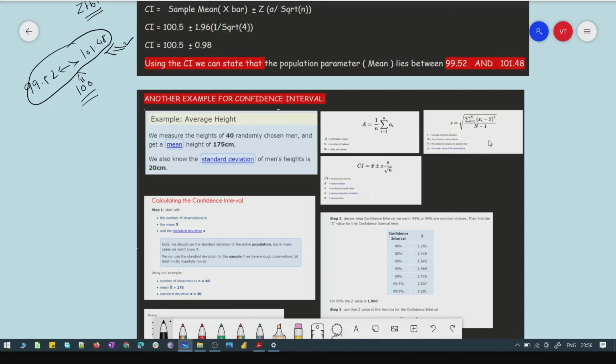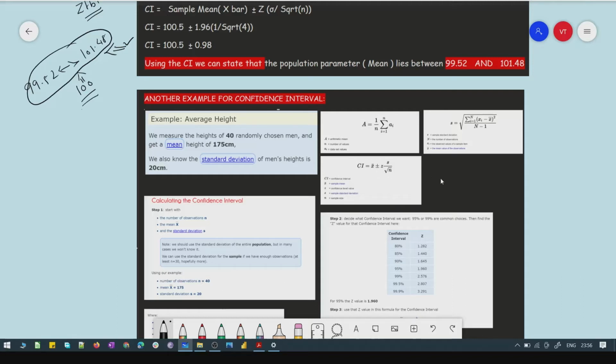So all you have to do is substitute all these values, and then you will be able to get the standard deviation. This s represents the standard deviation for the sample. That's why we have n minus 1 coming into the picture. And we also know the confidence interval formula, which is given by x bar plus or minus z into s divided by square root of n.